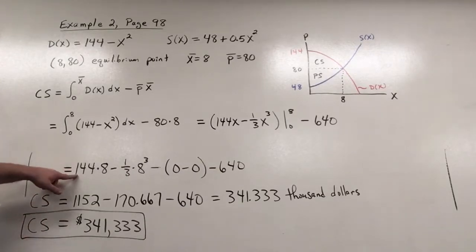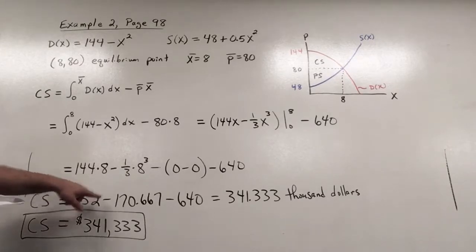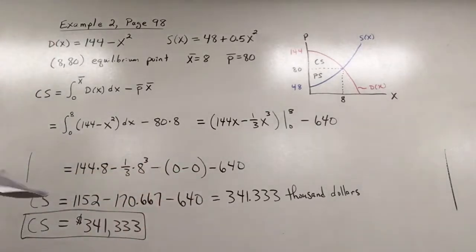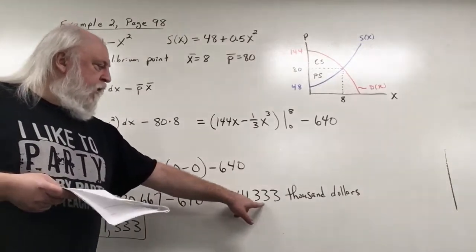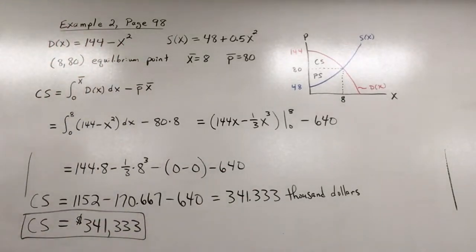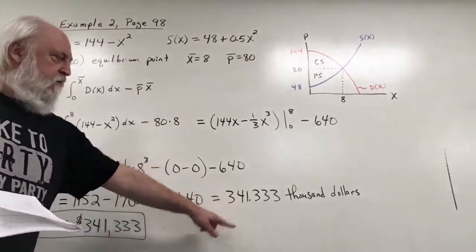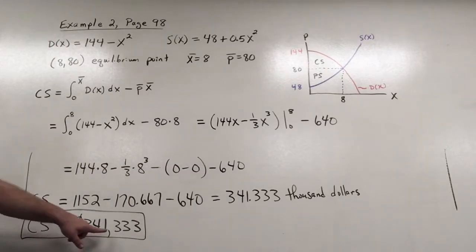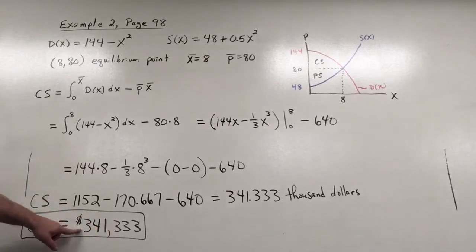Now the simplification: 144 times 8 is 1,152. 1/3 times 8 cubed is 170.667. And then we subtract the 640. When we do that arithmetic, we get the consumer surplus is equal to $341.333 thousand. Again, it's thousands because the quantity X is measured in thousands. When I multiply this number by 1,000, I get that the consumer surplus is $341,333 to the nearest dollar. So that is the consumer surplus for this example.